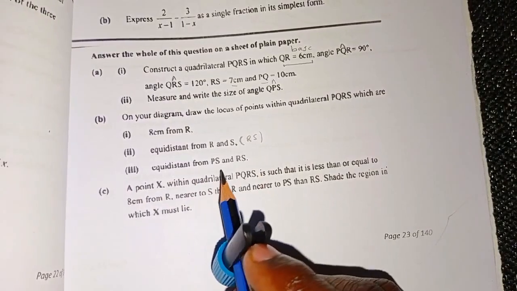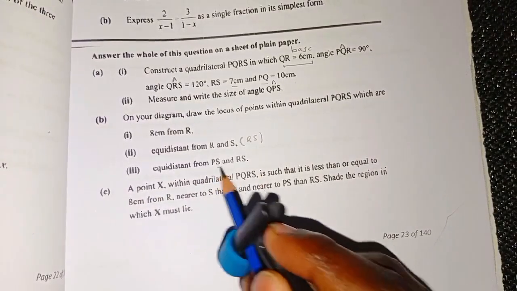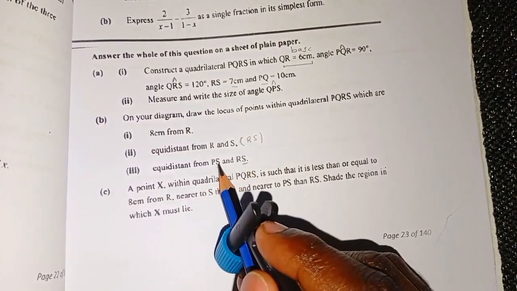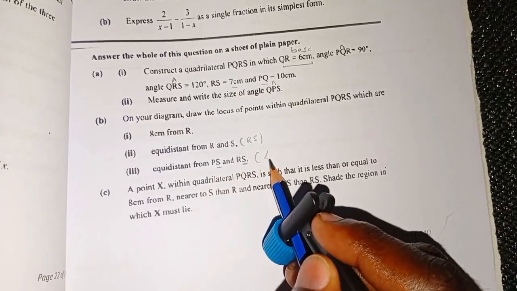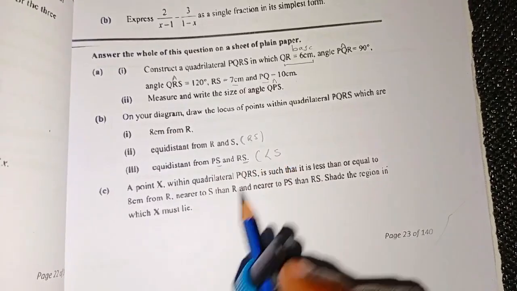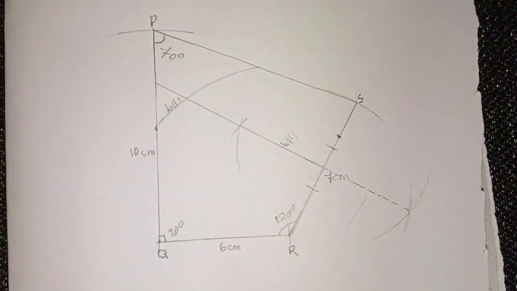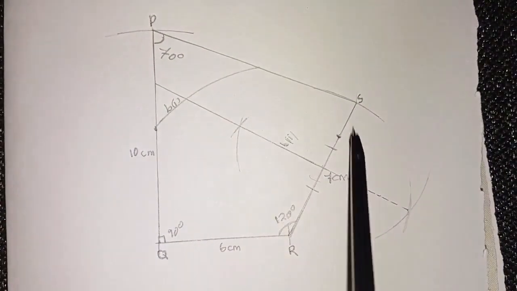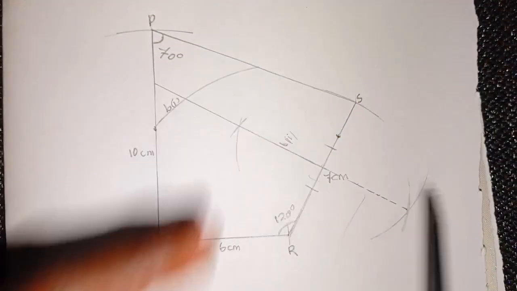Last one, B3: equidistant from PS and RS. So when it comes like this, you always look at what is common, S and S. So meaning bisect the angle at S. So where is S? S is here. So bisecting an angle means you cut it in half like this.